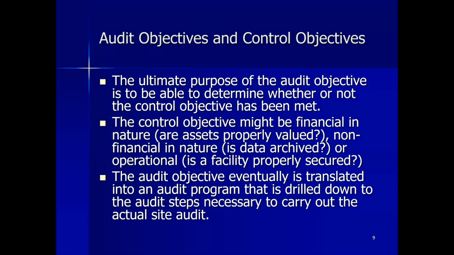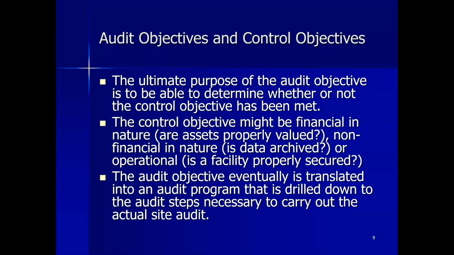The auditor must be guided by a clear control objective and audit objective, or countless resources will be wasted. Each audit has a control objective. Its purpose is to ensure that an asset is properly protected at the desired level. So in order to ascertain this state, the auditor establishes a specific audit objective. The ultimate purpose of the audit objective is to be able to determine whether or not the control objective has been met.